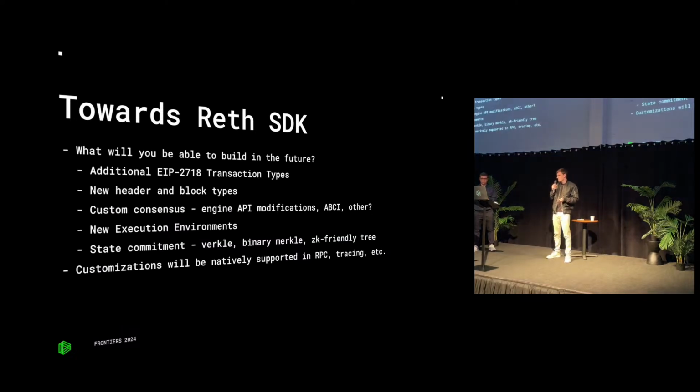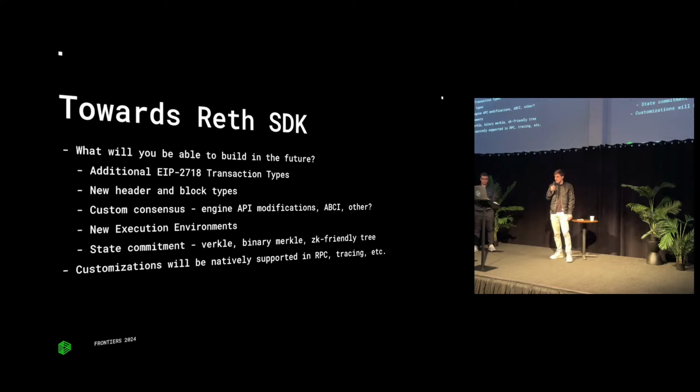But beyond what you can already do, we've gotten a lot of requests for various things people would like to build. One example is transaction types. For example, the RIP, Rollup Improvement Proposal on native account abstraction requires an entirely new transaction type. So it would be great to natively support this in the Reth SDK. Header and block types, this is pretty common actually. People will add a field, they will change a field. So we of course want to support that.